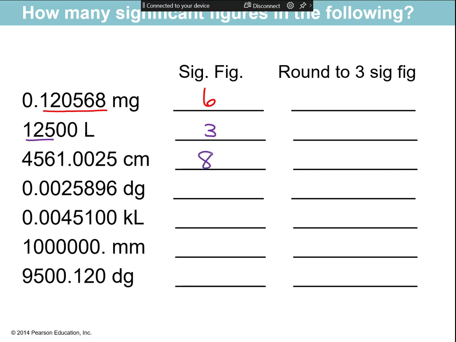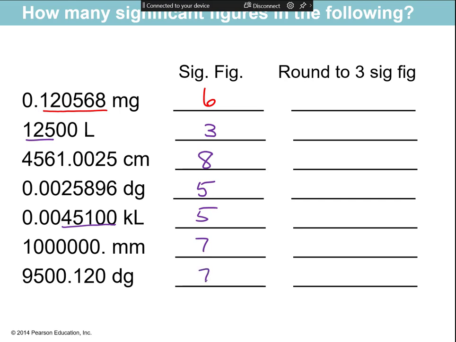4, 5, 6, 1, 0, 0, 2, 3, 2, 5. 8, all of them. So see that all of them are? The zeros are in between. All the others are non-zero numbers. 0.0025896, 5. 0.0045100, 5. You got 5, right? Those zeros out front are not. What about this one? So this is 1,000,000 with a decimal place, all of them. So this is 7. And then the last one, 9500.120.